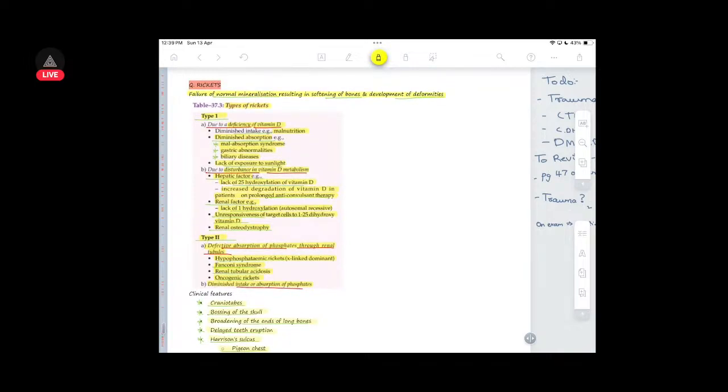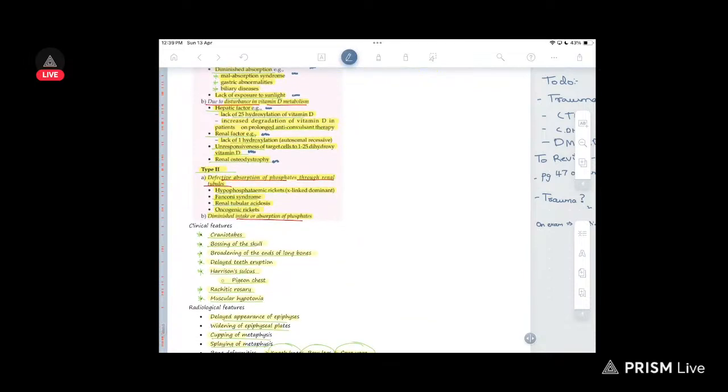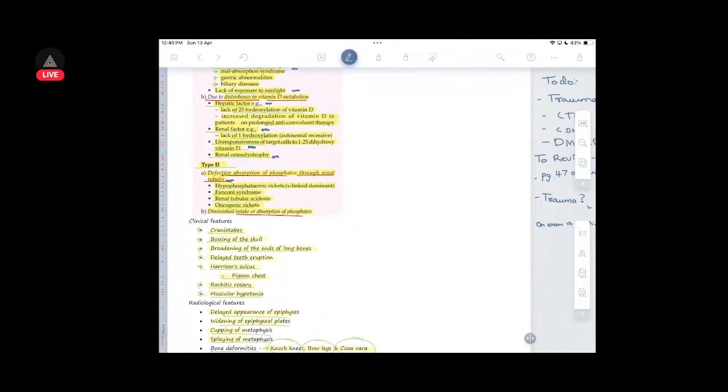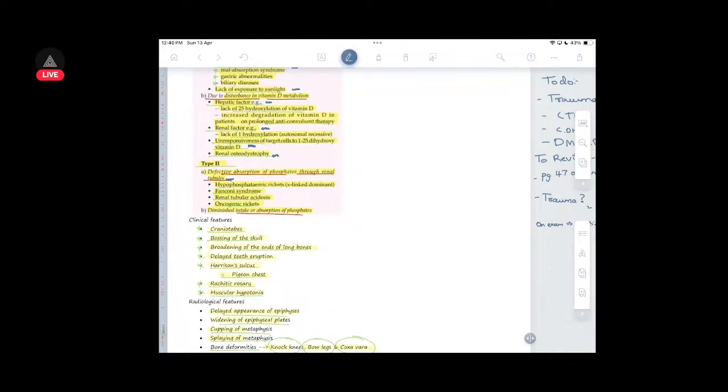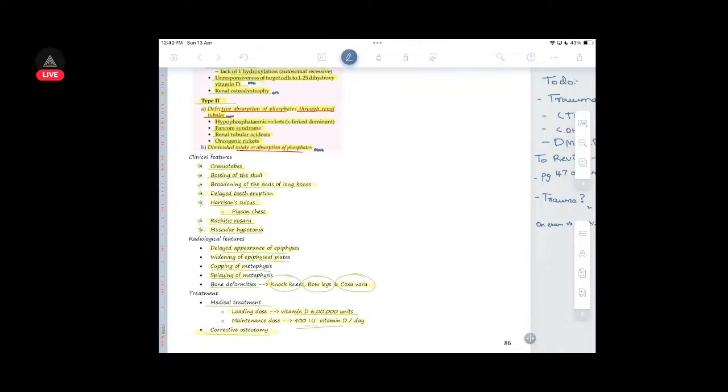So diminished intake, diminished absorption, lack of exposure to sunlight, disturbance in vitamin D metabolism, hepatic factor, renal factor, unresponsiveness to therapy, renal osteodystrophy, defective absorption of phosphates through renal tubule, hypophosphatemic rickets, Fanconi syndrome, renal tubular acidosis, oncogenic rickets, diminished intake and/or absorption of phosphates. Okay.